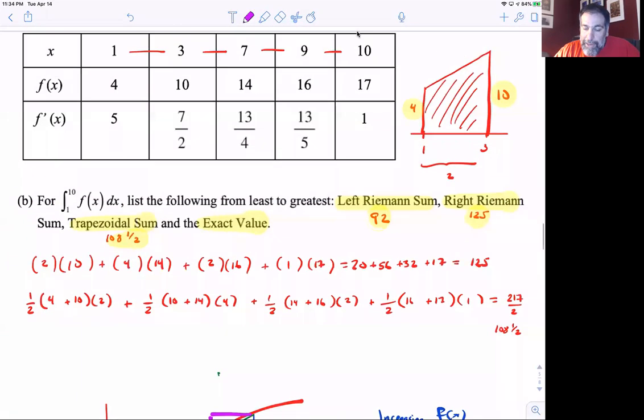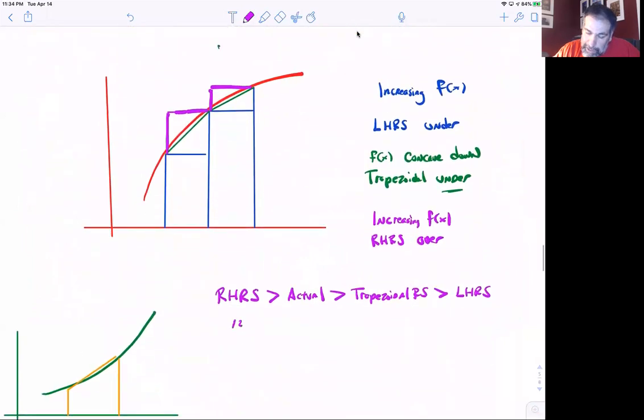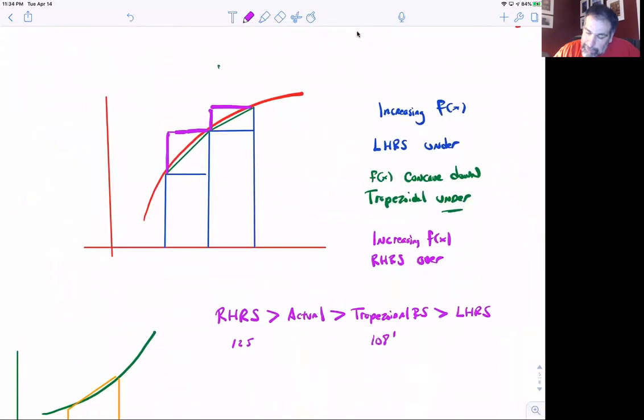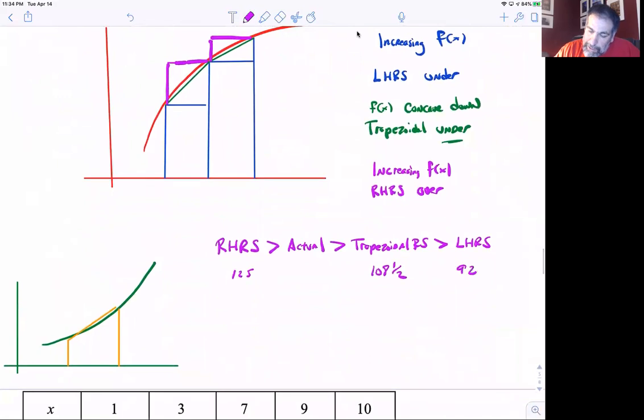So back here, when we calculated this, we got the right Riemann sum was 125. We've got the trapezoidal rule was 108.5. We found the left-hand Riemann sum to be 92. And to be honest, we still don't know the actual value, but it doesn't matter. The problem didn't ask for the actual value. It just asked what was the order from greatest to least. In this case, is how I'm ordering them. So we never actually have to find the actual value.